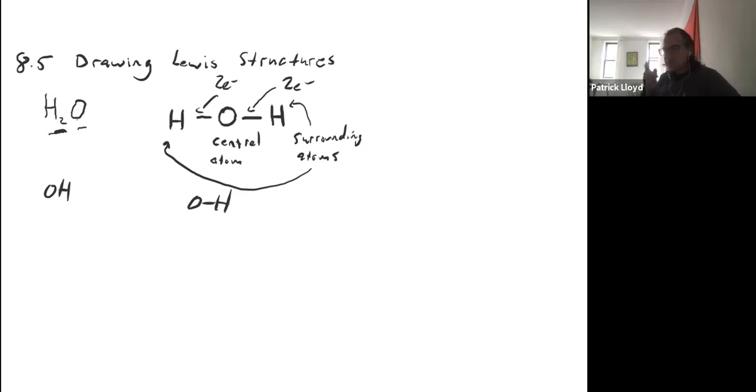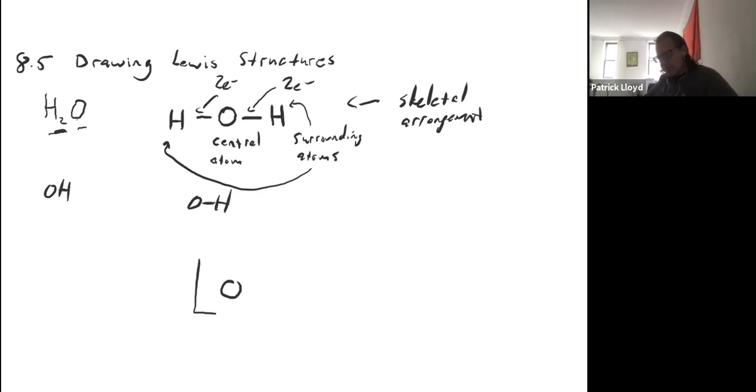Okay. So step 1, you draw, this is called the skeletal arrangement. H2O. You have the oxygen at the center, and then it has 2 surrounding hydrogens. Okay. Think of the central atom kind of like a box, like we did with the Lewis dot symbols. You know, you're going to have a box. So you have the potential there for 4 surrounding atoms.